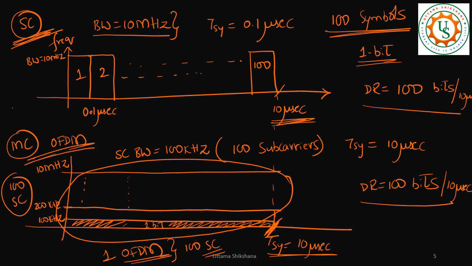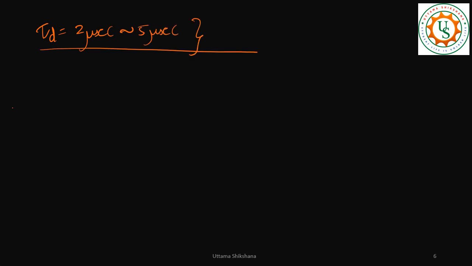See, in OFDM, what did we do? We divided the entire bandwidth into subbands, right? That has helped us to increase the symbol duration to 10 microseconds. With this 10 microseconds becoming larger, this is helping us to overcome that delay spread, which will be of the order of just 2 microseconds to approximately 5 microseconds, right? So since we have increased the symbol duration, we have actually brought down the intersymbol interference to a greater extent.